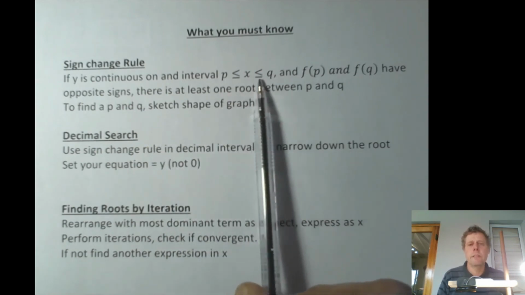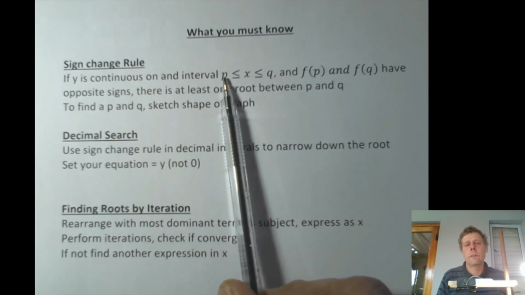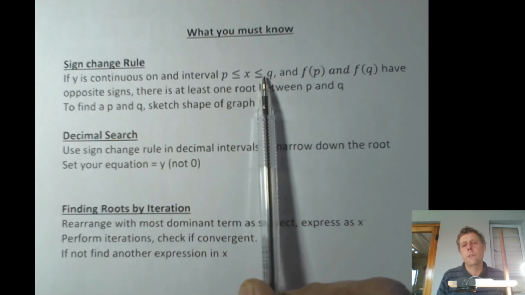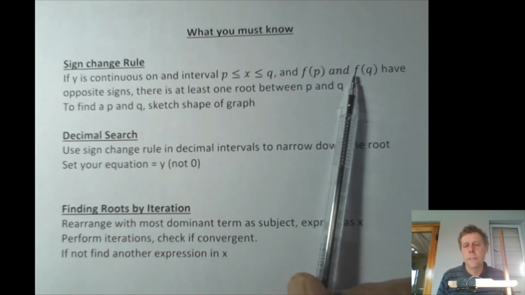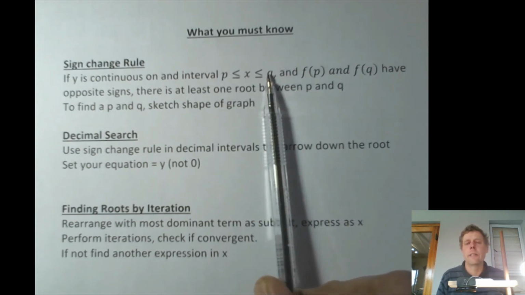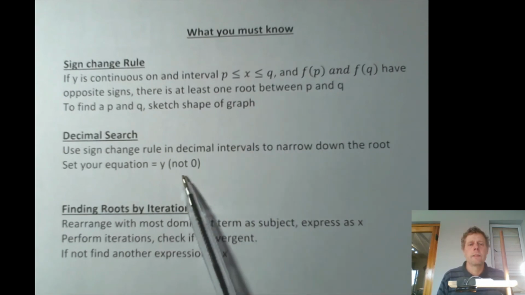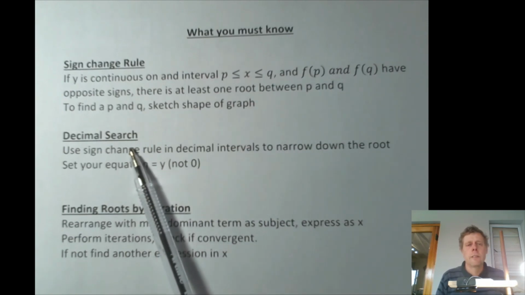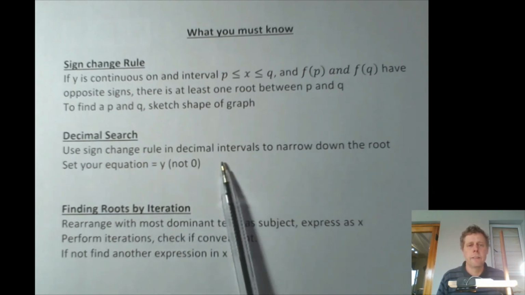And that just means that if there's an interval on a graph where x is between p and q, and f of p and f of q have different signs, well, there has to be at least one root between p and q. And now you can narrow down your p and q until you have an answer that's to the required degree of accuracy. Okay, so that's the sign change rule. The decimal search, you use the sign change rule, narrow it down, and there you go.